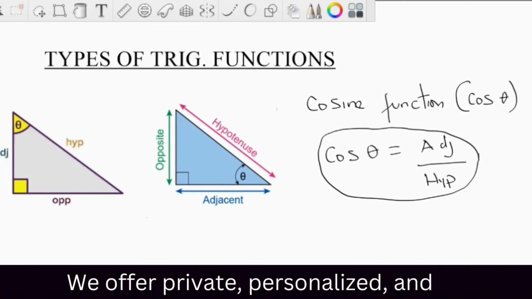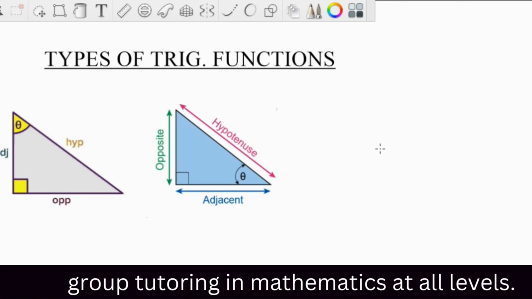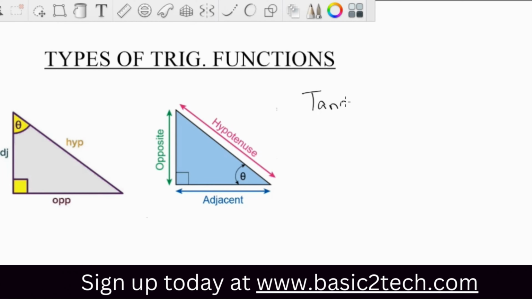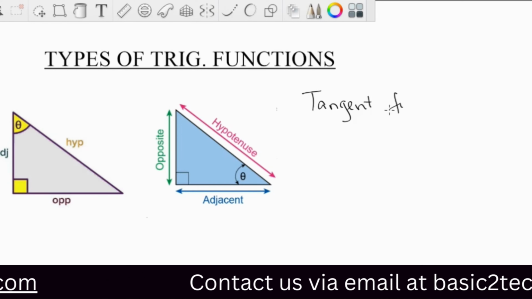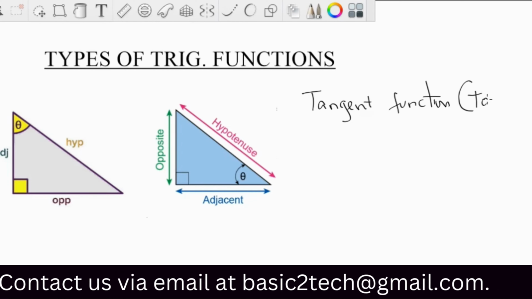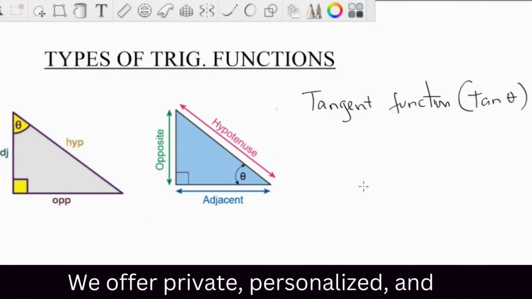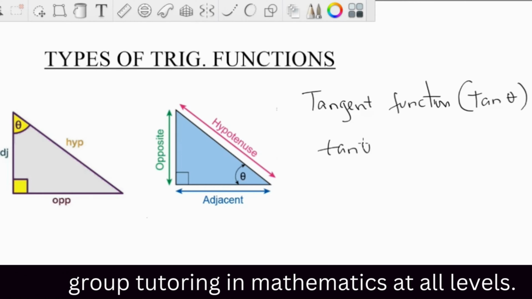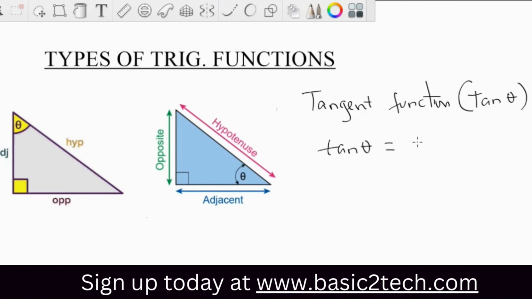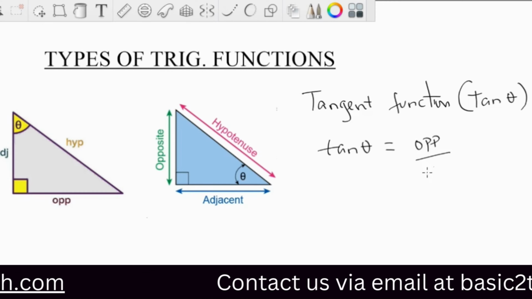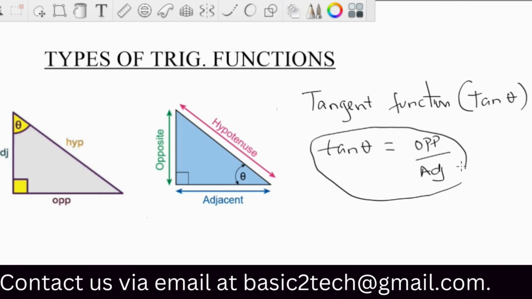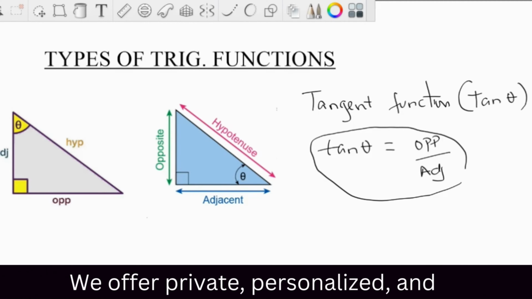The next basic function that we have is the tangent function. It is written in short form as tan, then the angle. The tangent function is the ratio of the opposite to the adjacent. So it is opposite over adjacent. And this is the trig function for tangent, opposite over adjacent.